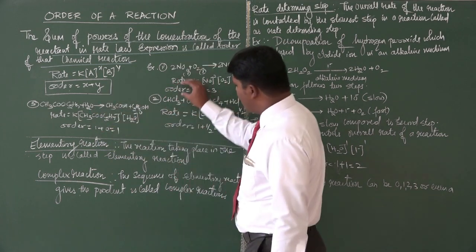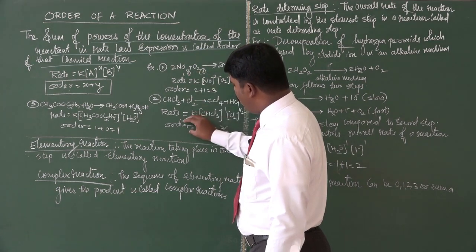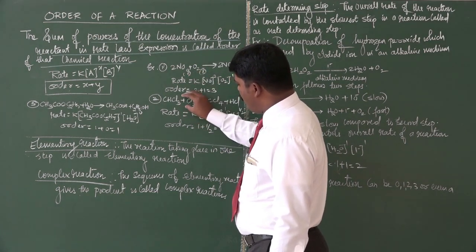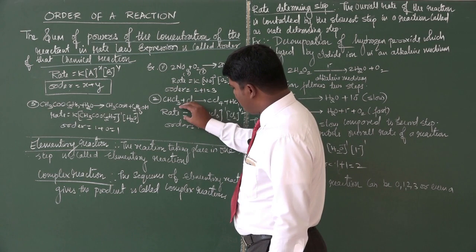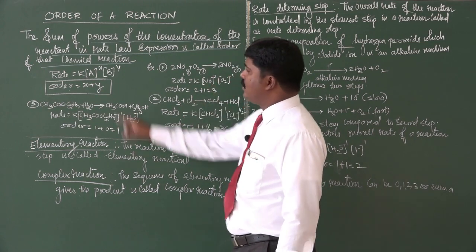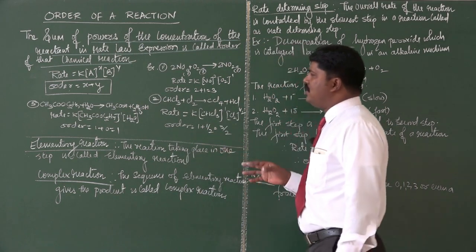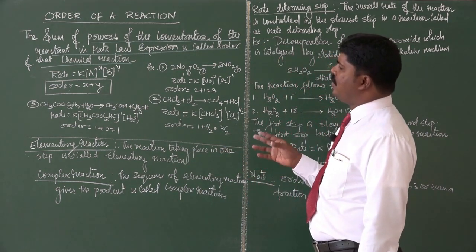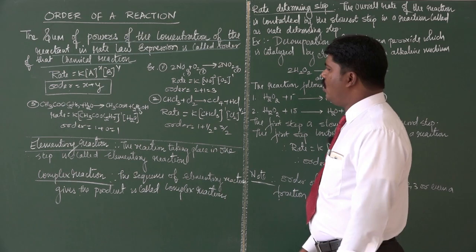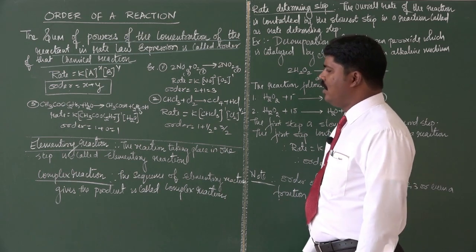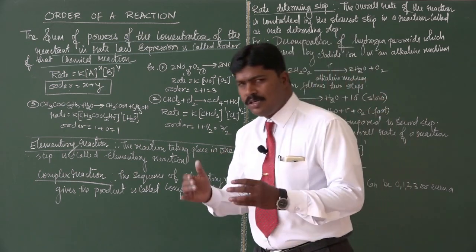Order is again, don't see the equation or chemical reaction, just see the rate expression. That's what we are trying to explain in the definition. The definition says the sum of powers of the concentration of the reactants in the rate law expression is called the order of that chemical reaction. That's what we are trying to conclude now.